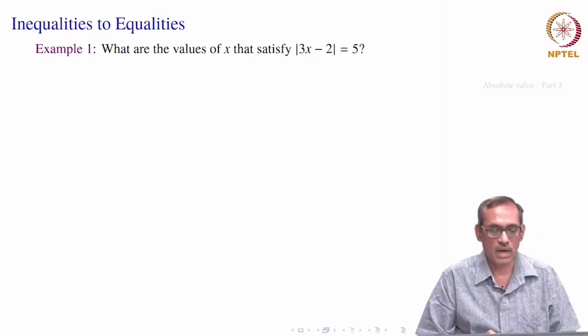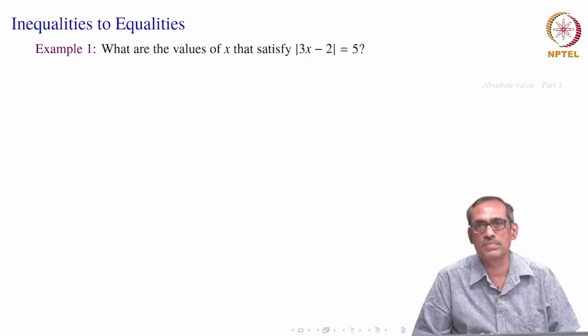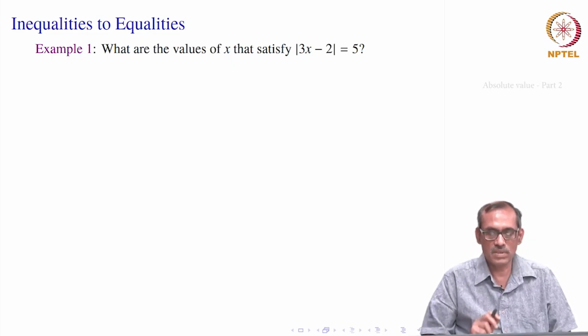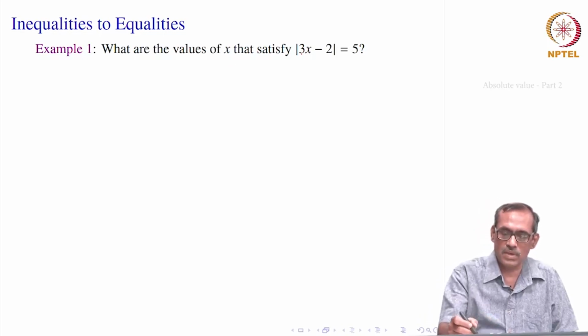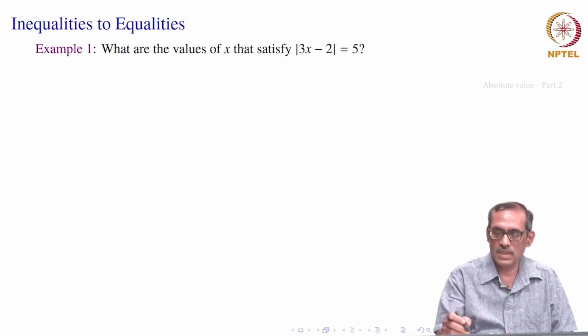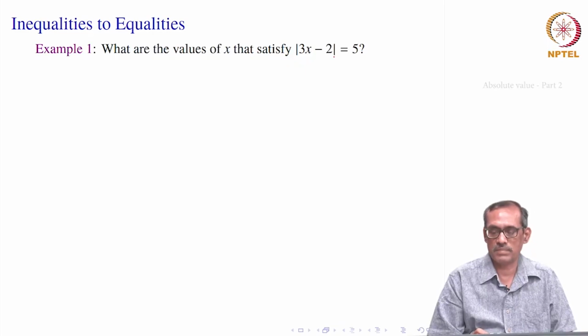Now let us see how to use these inequalities to prove equalities. We will see that slowly, but let us first find out what this equality means. So let us find all the values of x, that is all real numbers x, which satisfy the equation |3x - 2| = 5.